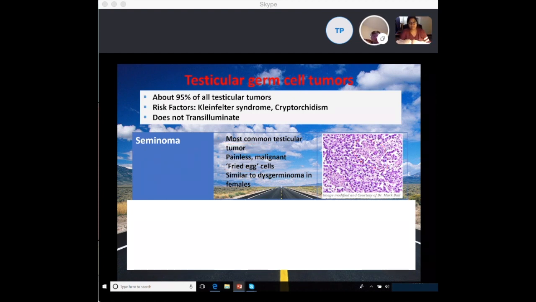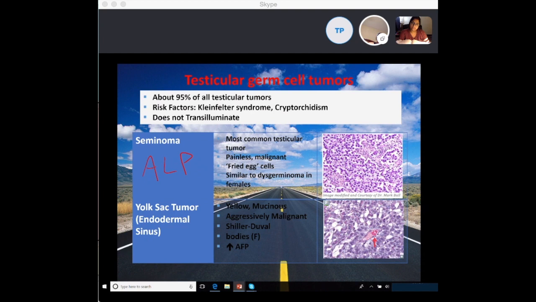So what is the tumor marker that is associated with seminomas? AFP? Close. ALP. Placental alkaline phosphatase.